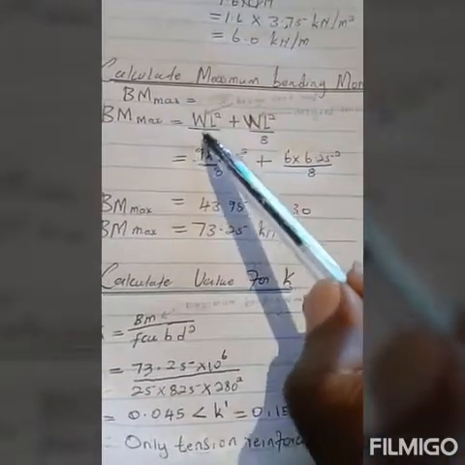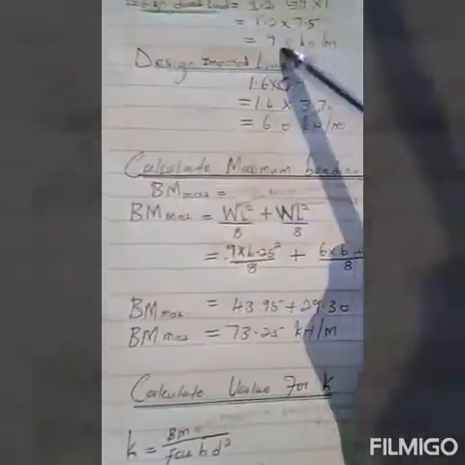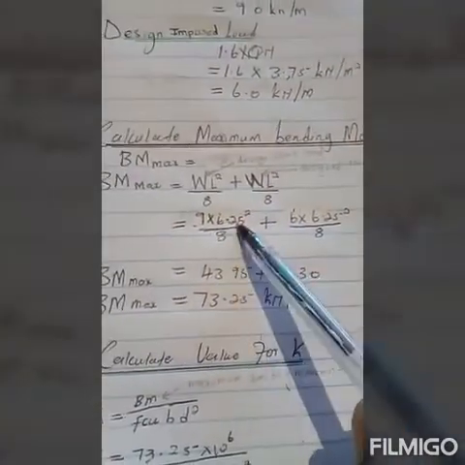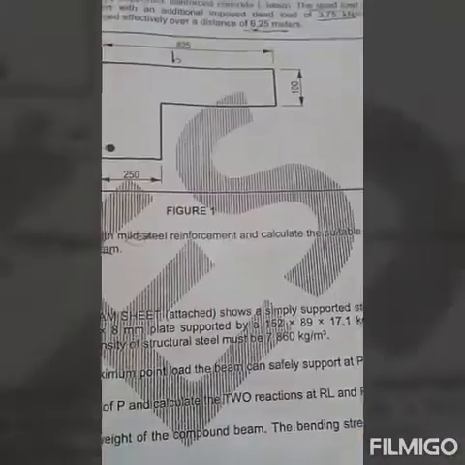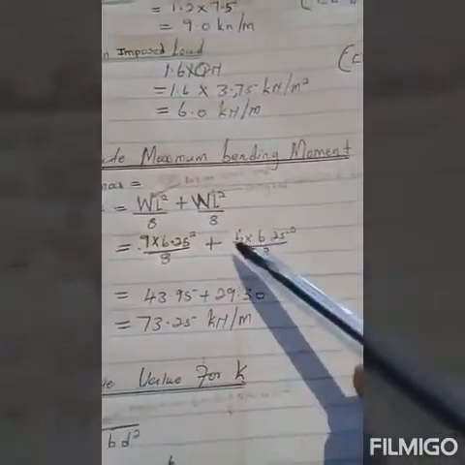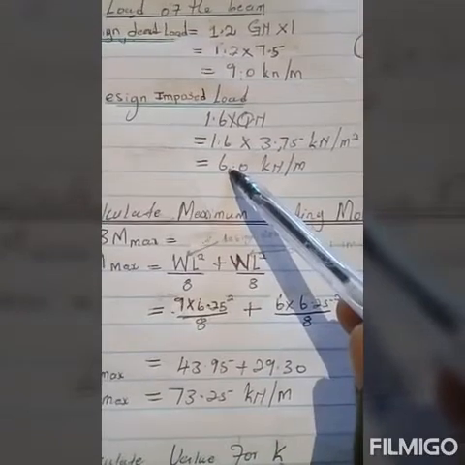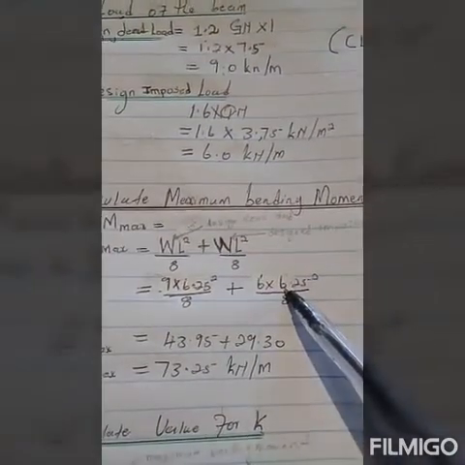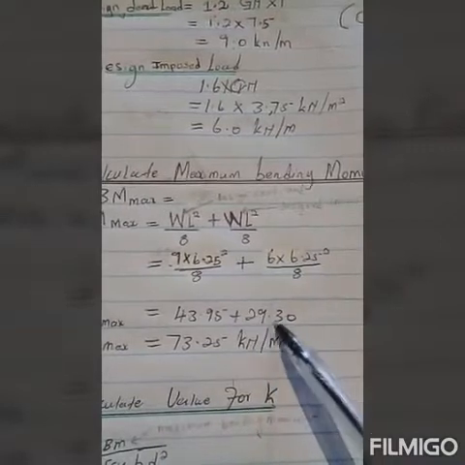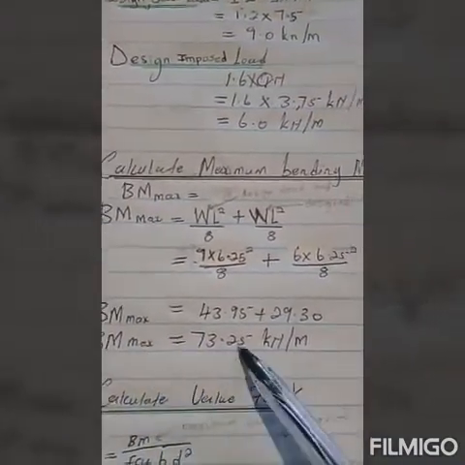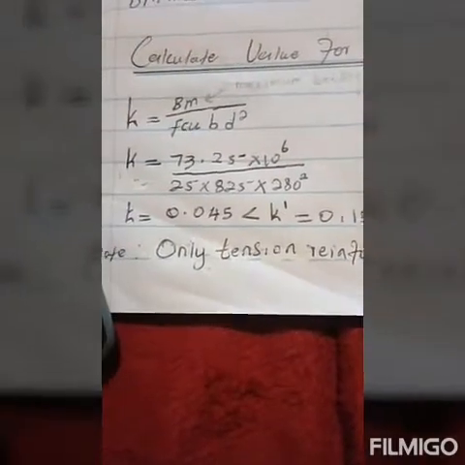So let's substitute. This W is the 9. 9 is the design dead load, the calculated one, and then times 6.25. 6.25 is the length, the span. 6.25 squared plus 6 is our imposed load, the calculated one, and then times the span, which is 6.25 squared, and this equals 43.95 plus 29.30, and then the maximum bending moment is 73.25 kilonewton meters. So now we move to the next one.